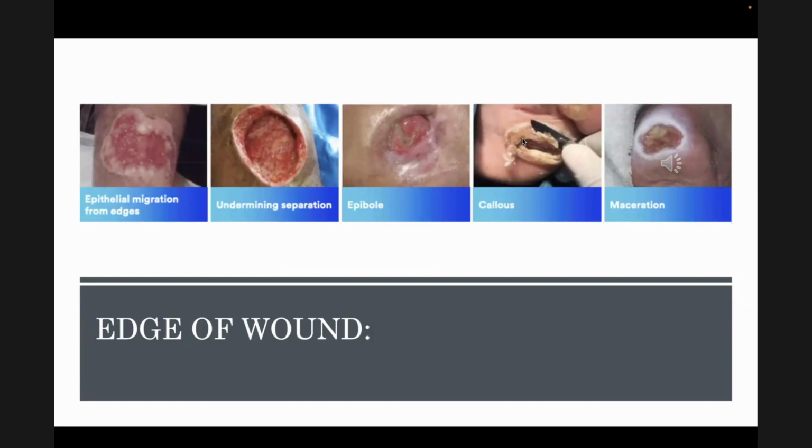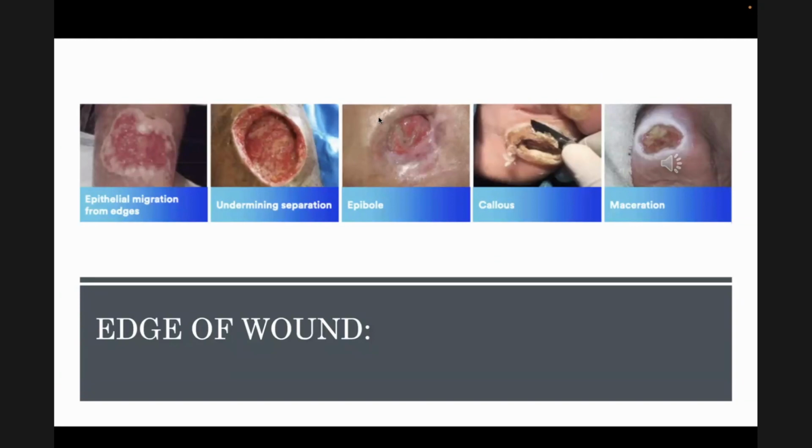And the callus, you can see here, you debride that. What do you do for a epibole? Debride the edges. What form of debridement would you use? Maggot therapy? Sharp debridement, exactly. So you want to cut those edges.